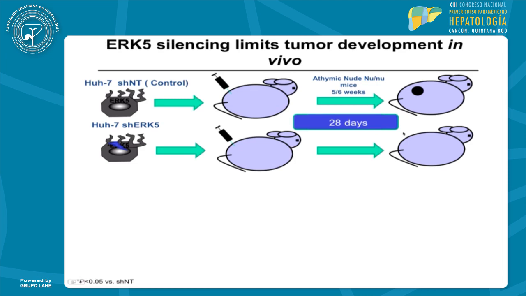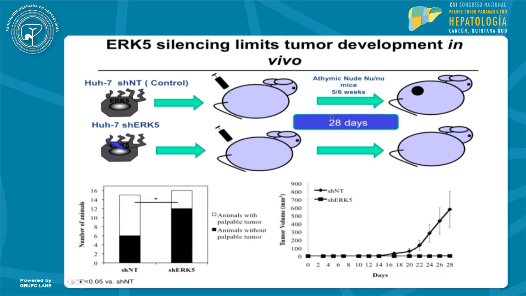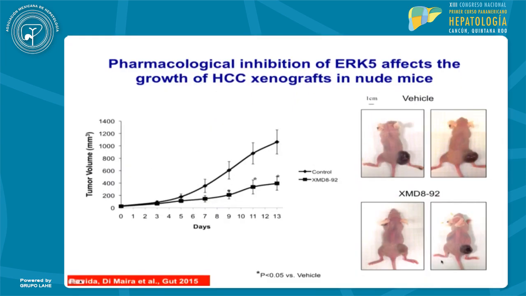And more important, if you look in vivo and you make a xenograft of these cells in a nude mouse model of ectopic hepatocellular carcinoma, you can see that the number of animals that develop tumors is dramatically reduced if you inject cells that have been silenced for ERK5. And we observe similar things if you use a pharmacologic inhibitor that is administered to mice once the cancer has already established, and you can see how nicely the two curves diverge.